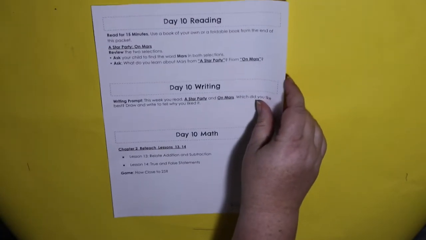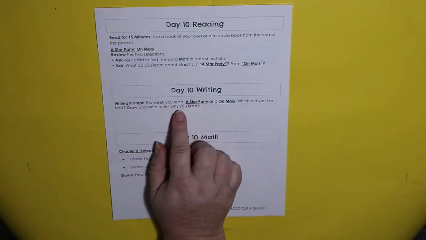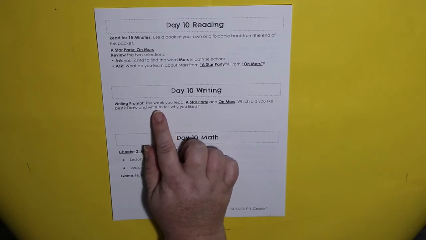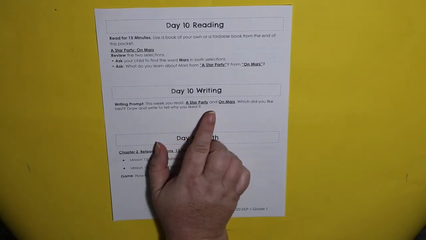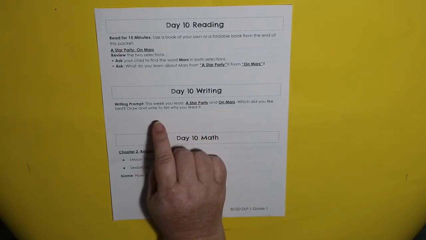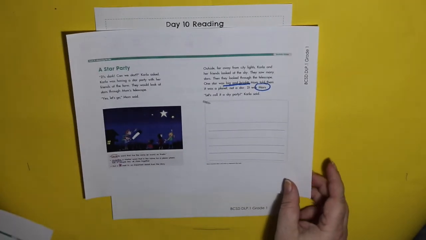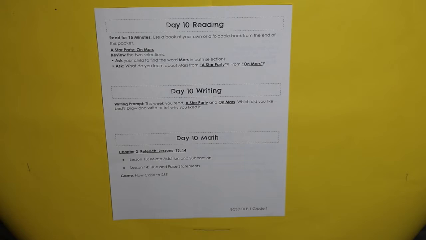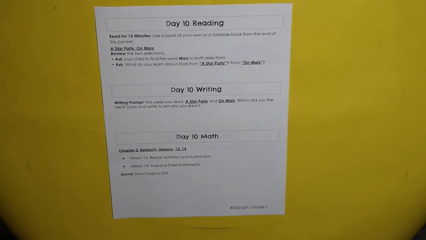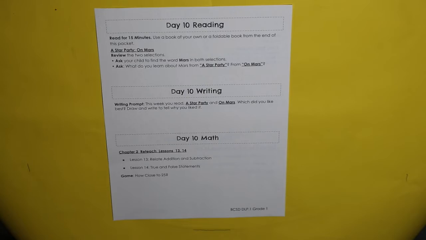The next thing we're going to do is our day 10 writing. And today you're going to make your own opinion. It says this week you read A Star Party and On Mars. Those are the two passages we just read. Which one did you like best? Did you like reading A Star Party best? Or did you like reading On Mars best? Then you're going to write a sentence about the one that you liked the best and tell why. So I'm not going to tell you which one I liked the best because I want you to come up with your own opinion.